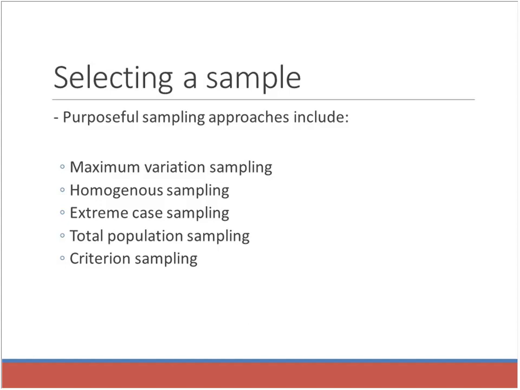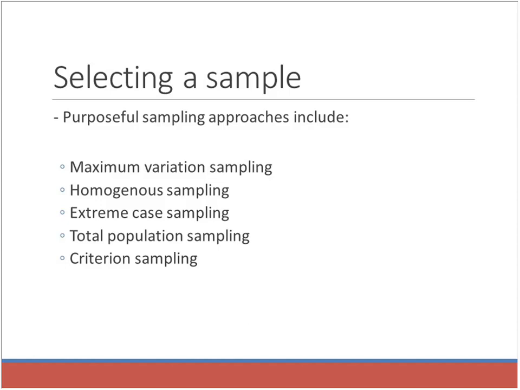So for example, you might choose to include everyone involved in a kidnapping investigation. You want the parents, the police, the attorney, everybody involved in this case to really get a solid understanding of what happened here. And the last sampling technique that I'll talk about today is criterion sampling.